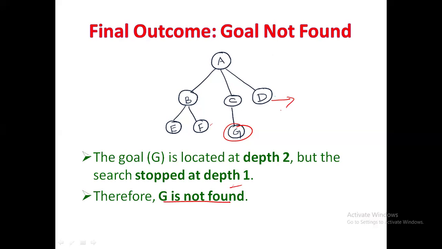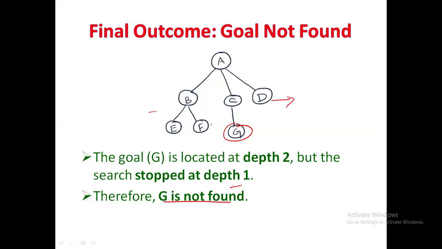This outcome demonstrates one of the main drawbacks of using DLS, depth limited search. If the goal lies beyond the specified depth limit, the algorithm won't find it, even if it exists in the search space. So what is the disadvantage of this algorithm? While DLS can be useful for controlling search space and preventing infinite loops, it has several significant drawbacks. The primary disadvantage is that it may fail to find the goal if the goal is located deeper in the search tree than the specified limit.